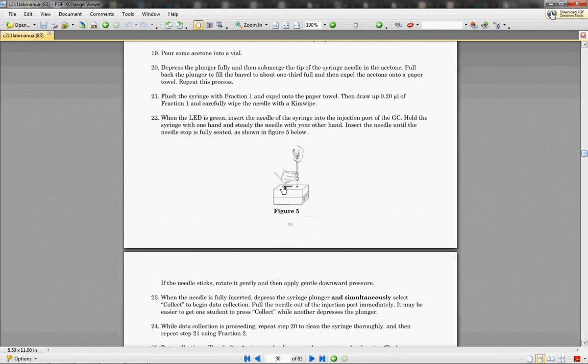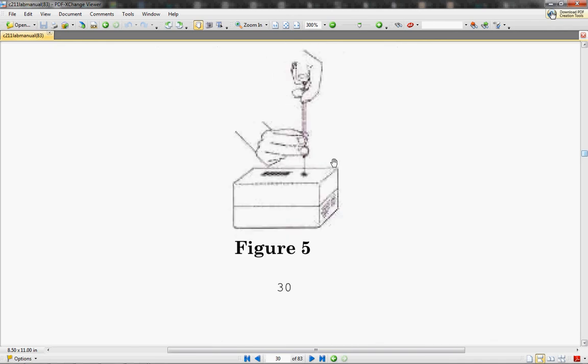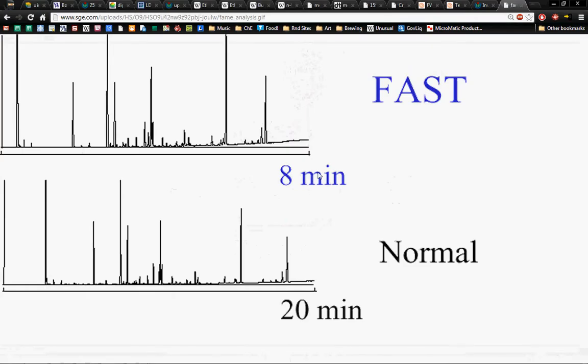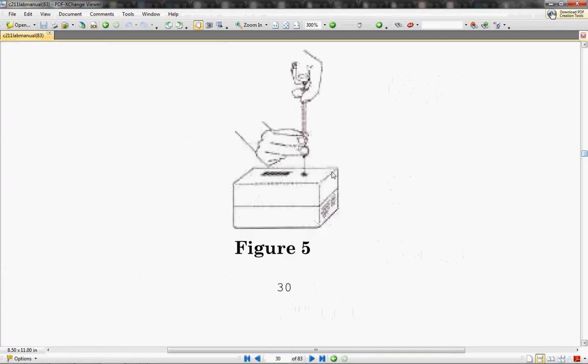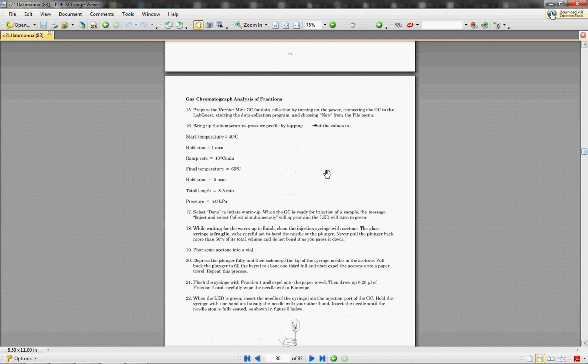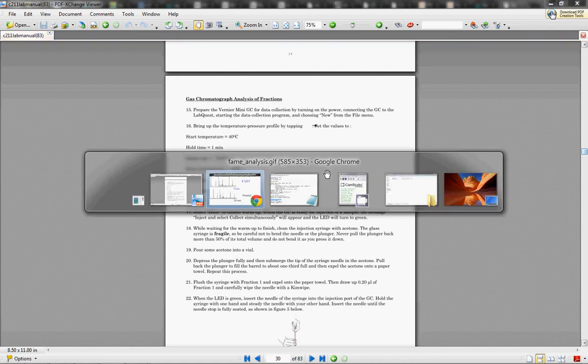So that is basically what we're going to do in class. Here he's got a nice little picture of injecting your syringe, because you're going to use a syringe to inject into the gas chromatograph. And we're going to hook those up to the LabQuests like we did last week for the temperature. And that's basically what we're going to do this week in lab.